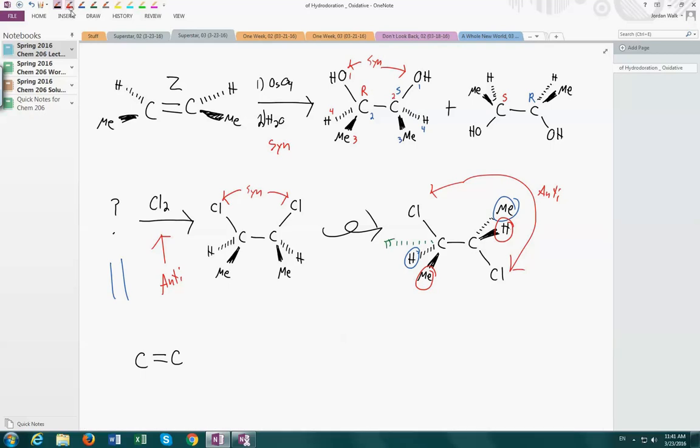And so on one side together, it doesn't matter which, you can just pick one. We'll make this the red side. On the first carbon, we've got a methyl. On the second carbon, what have we got? Yeah, we've got a hydrogen. And so likewise on our left side, we've got a hydrogen on the front carbon, and we've got a methyl on the back carbon.